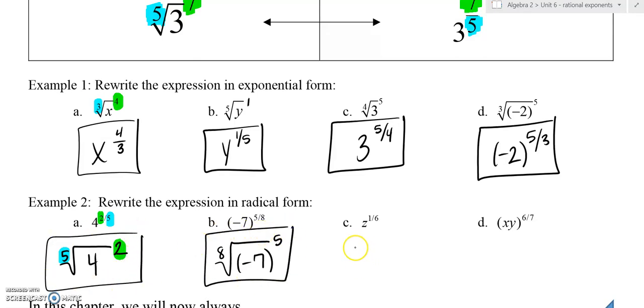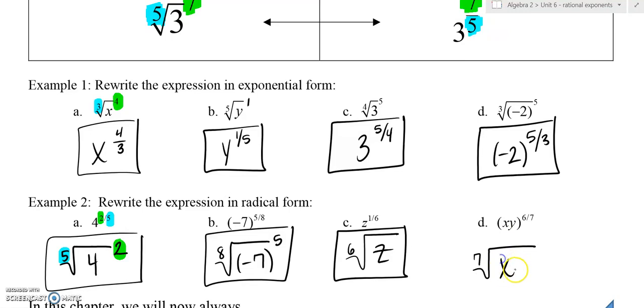My third one here, the 6 comes to my ledge, the z stays under. Technically I have a little 1 there. If you want to leave it like that, it would not be wrong. You don't have to put the little 1 there, so you could also leave it like that. My next one, the 7 comes to the ledge, the x and the y go under, and the 6 is on the outside.